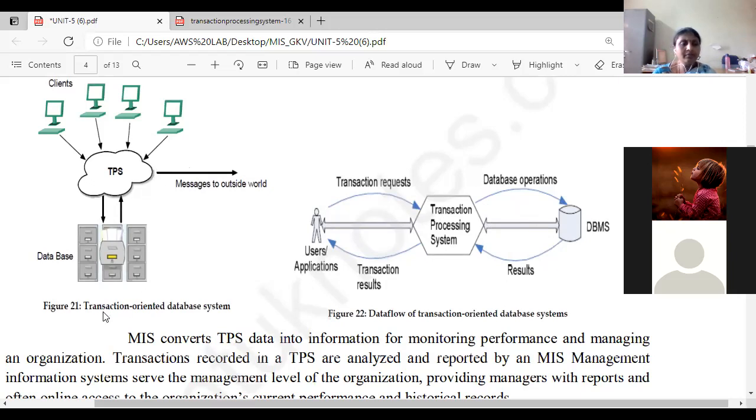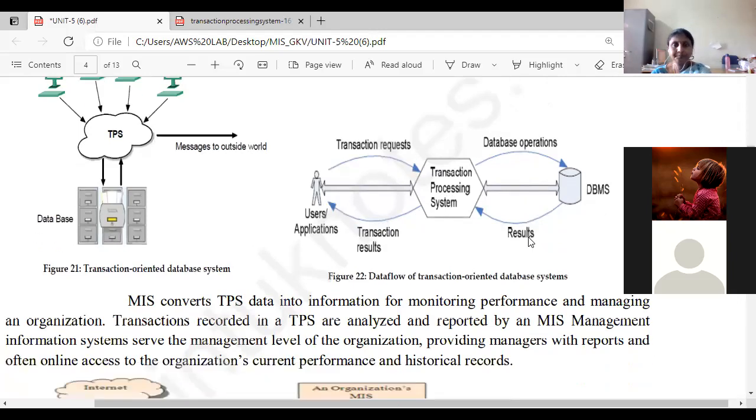Here we are representing the diagram as a transaction oriented database system. We are representing how the data flow occurs in a transaction oriented database system. In this diagram we are mainly mentioning how the request goes, how the processing will be done, what the flow of database operations is, how we get the results after performing the database operations, and how we send the transaction results to the users. Here only the architecture we are specifying.